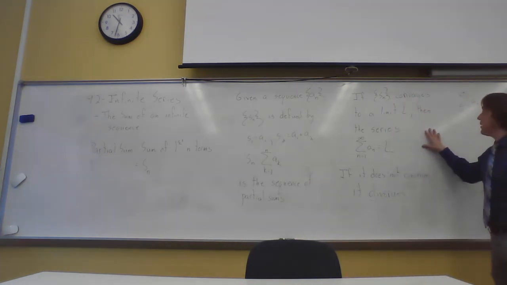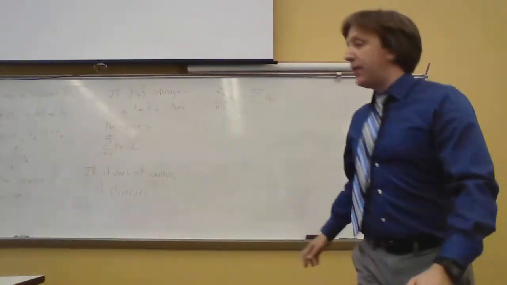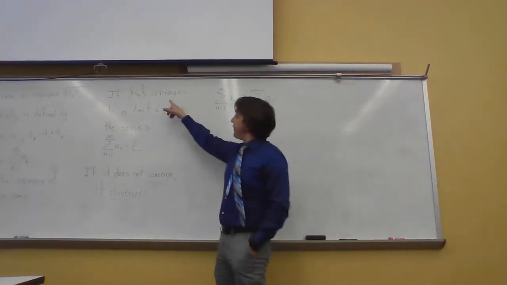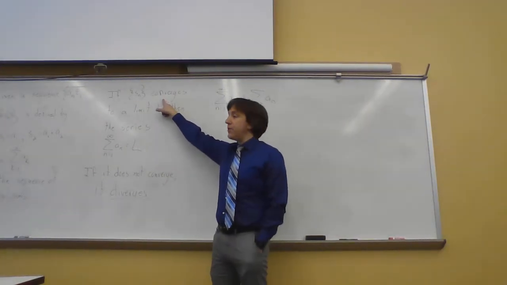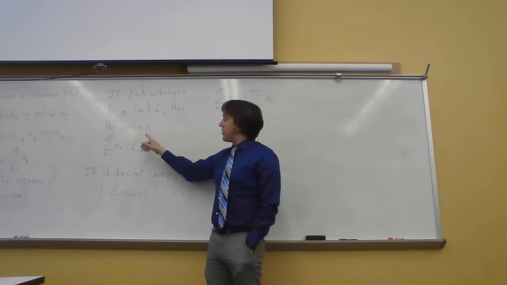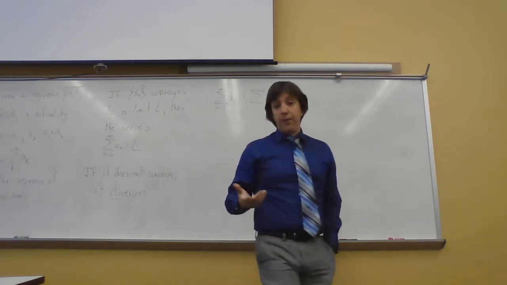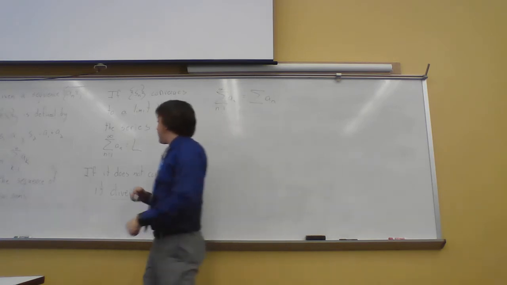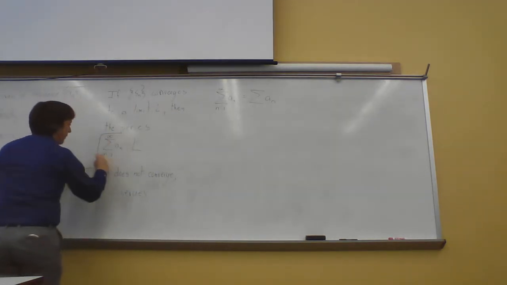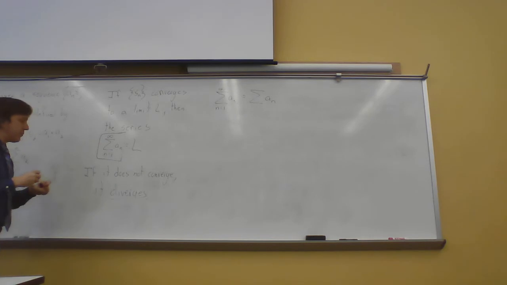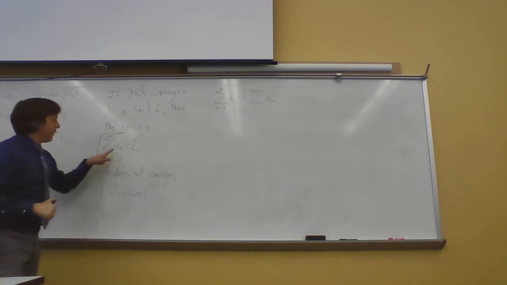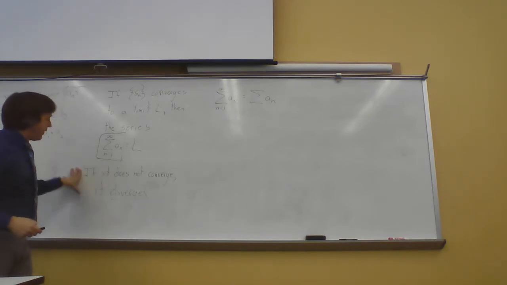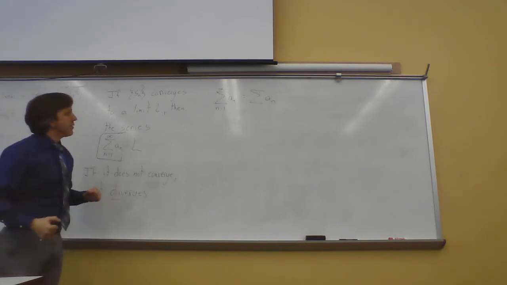Now let's move this because I have a little bit more over here. Then we can say that if the sequence of partial sums converges to a limit L, then the series, the sum from n equals 1 to infinity of A sub n, will also equal L. This is our notation for a series, the sum from n equals 1 to infinity of the A sub n's. And if it does not converge, it is said to diverge.